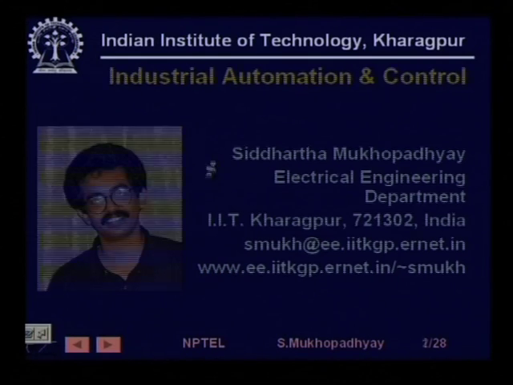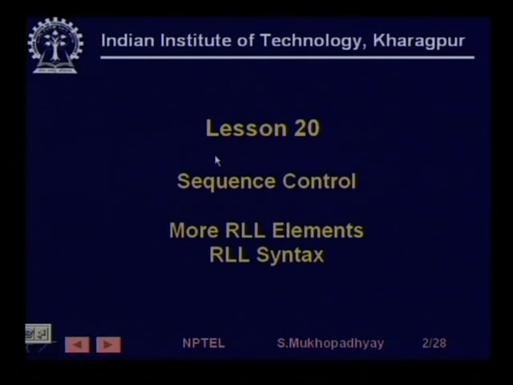Welcome to today's lesson, which is lesson number 20 of the course on industrial automation and control. Today, we are going to look at some new programming elements, namely timers, counters, etc., which are required for RLL programming. We are going to understand their meanings and see their use in real simple, but real typical industrial programs.